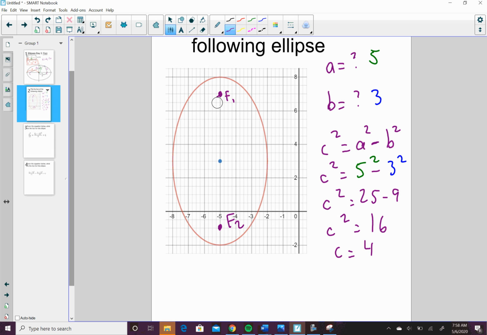Okay, and then I can go ahead and label those coordinates. So F1, that coordinate is actually going to be -5, and then I went up to 7. F2 is going to be -5, and then I went down to -1. So those are my 2 foci in this case.